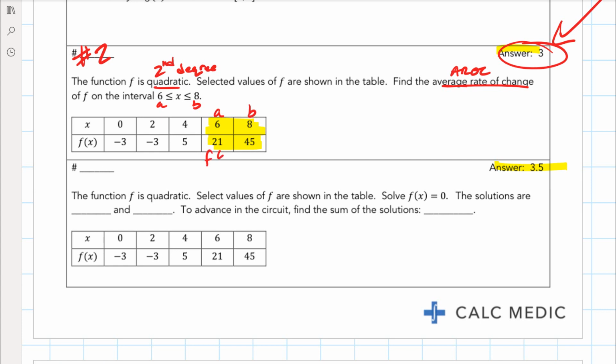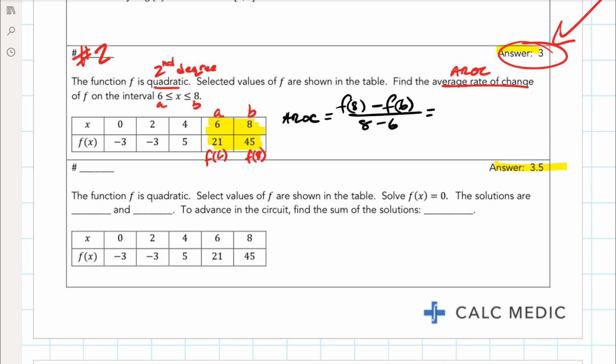F of 6 says 21, and then F of 8 it says is 45. So if I was going to figure out the average rate of change, it's f of 8, always start on the right side of the interval, minus f of, oops, not a, 6 in this case, because again, the interval is from 6 to 8. All divided by 8 minus 6.